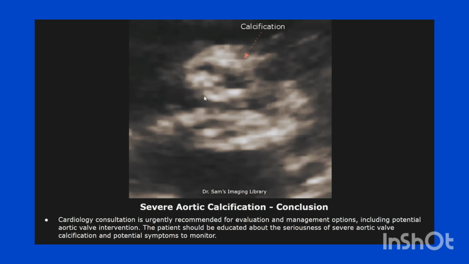Cardiology consultation is urgently recommended for evaluation and management options, including potential aortic valve intervention. The patient should be educated about the seriousness of severe aortic valve calcification and potential symptoms to monitor.